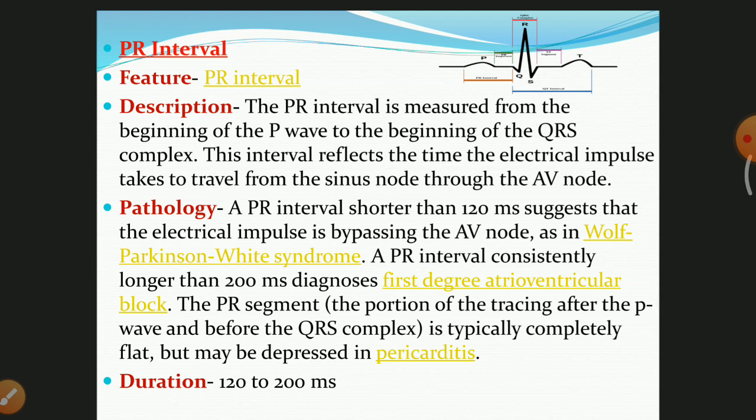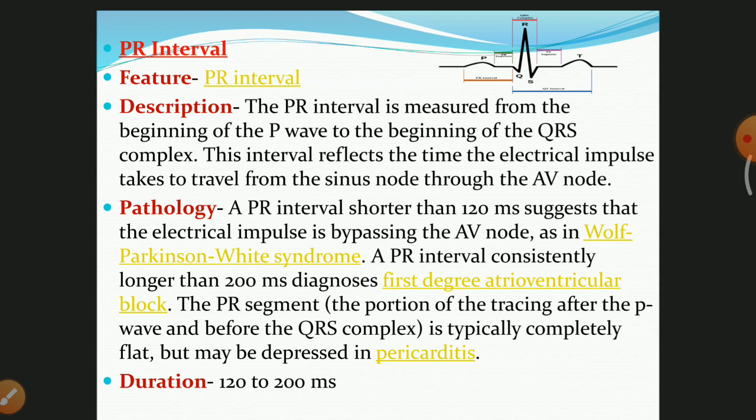The impulse goes from the sinus node to the AV node, and that is indicated by the PR interval. A PR interval shorter than 120 milliseconds suggests that the electrical impulse is bypassing the AV node, as in Wolff-Parkinson-White syndrome. They are bypassing the AV node, so the electrical impulses pass directly instead of going from the SA node through the AV node.